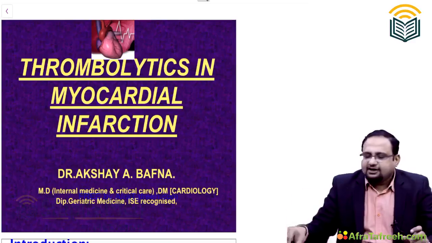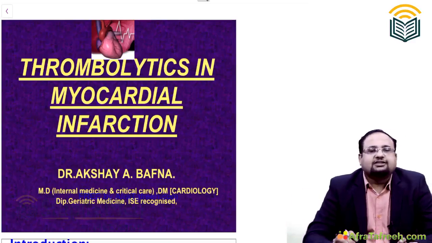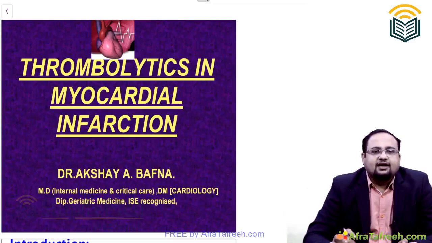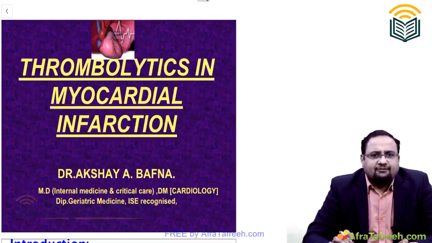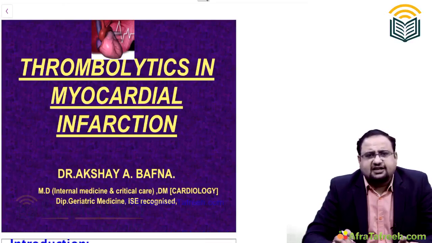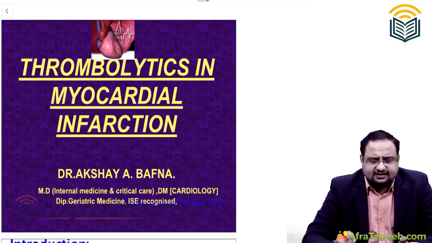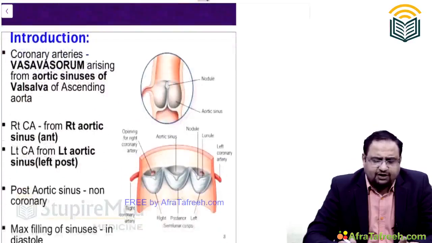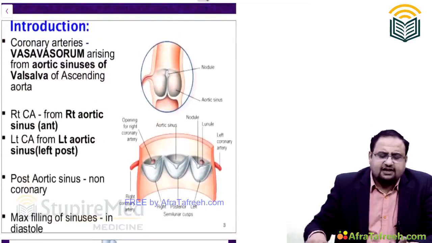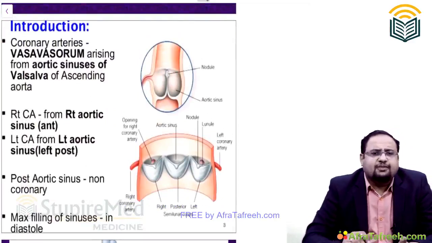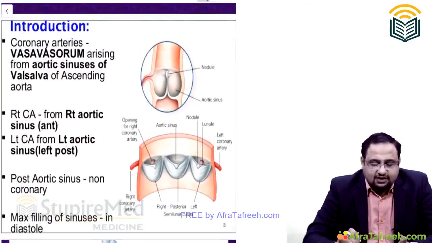So let us study coronary artery disease and various thrombolytic therapies, various new managements, and various new indicators which will help us come to a final diagnosis and give the treatment. Like we know, first let us go through the different parts of the coronary artery disease.